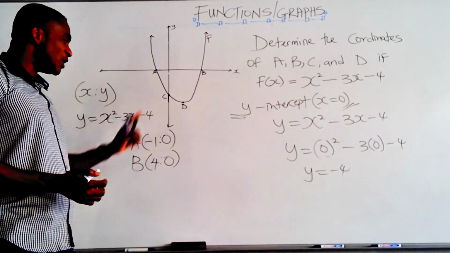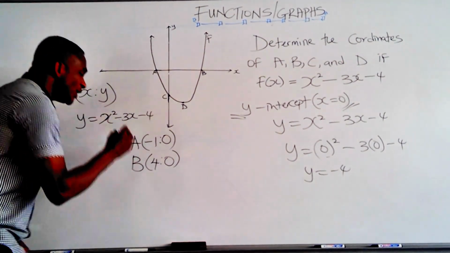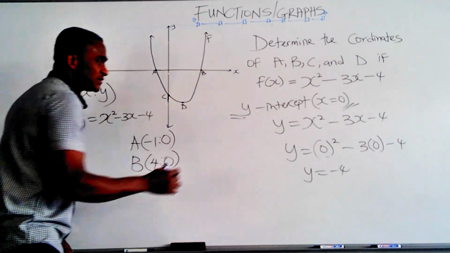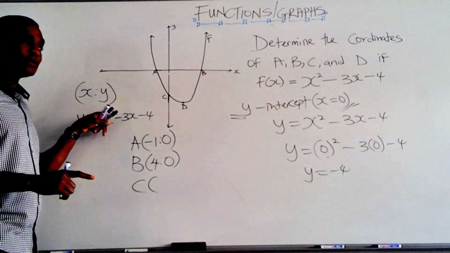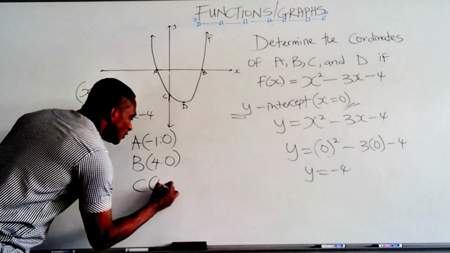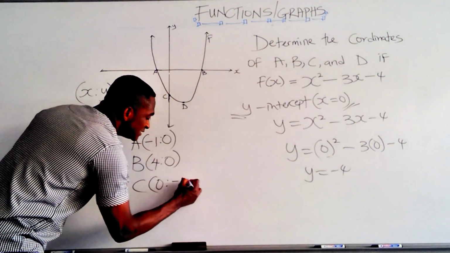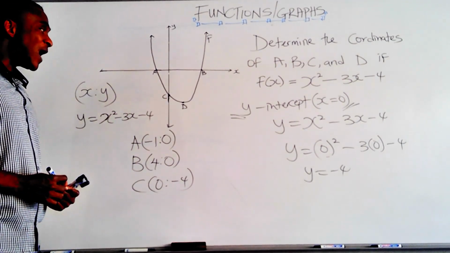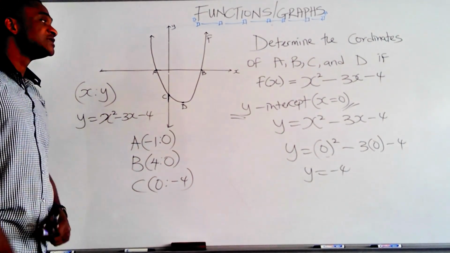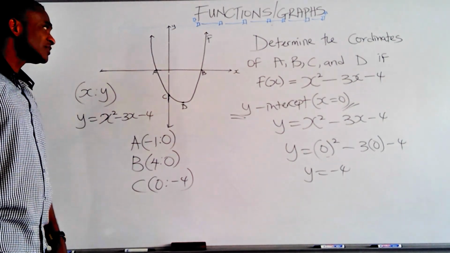Then C must be written as a coordinate. So we have our C as, remember, the coordinate says x before y. x is 0 for the y-intercept and y is negative 4. That is the y-intercept, and that represents the coordinate of C.